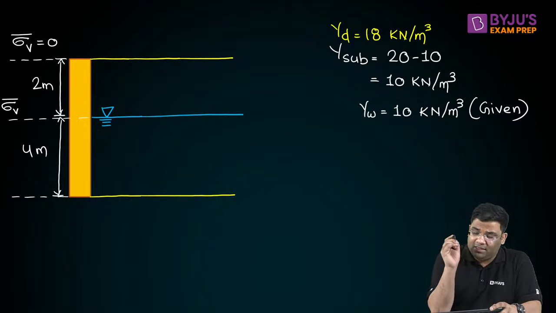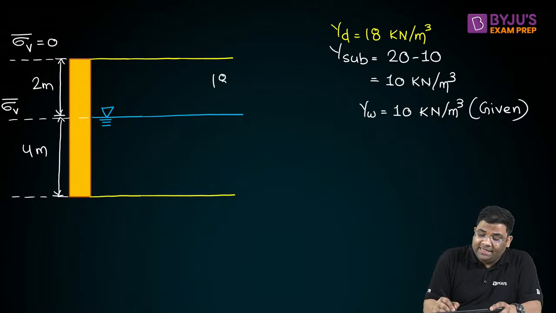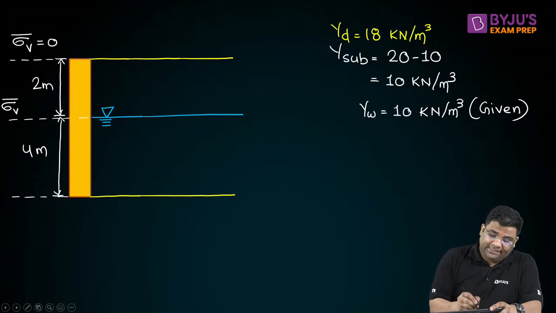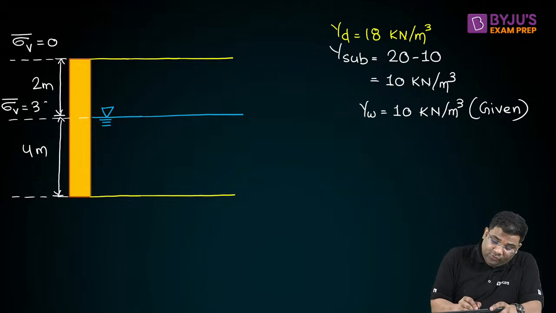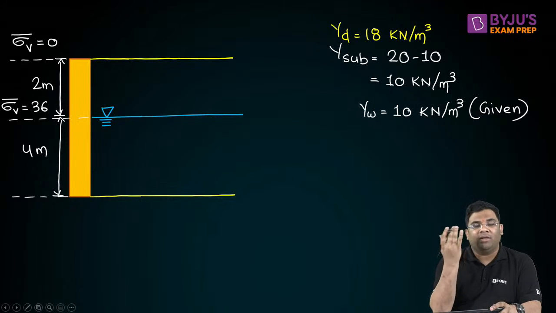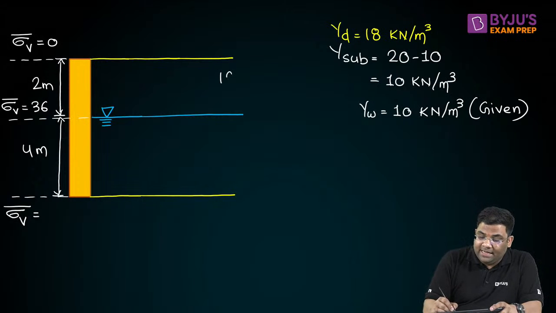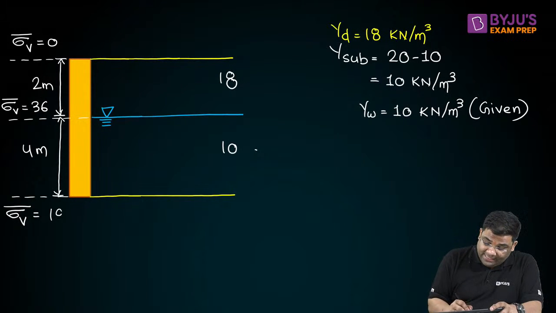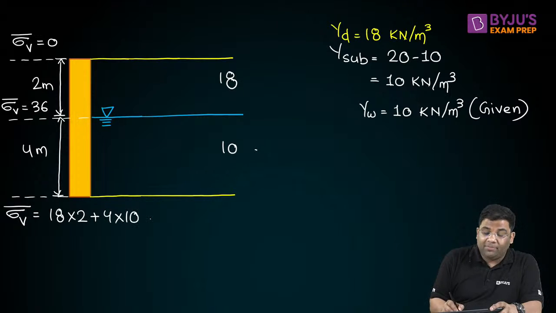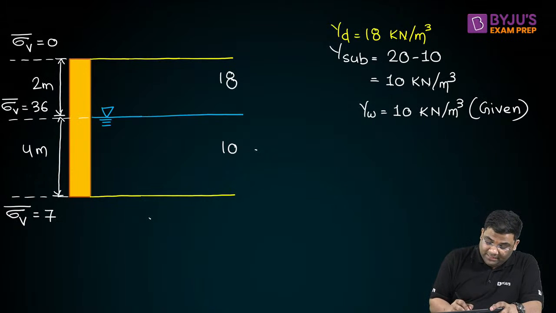It will be simply what? Here gamma D is 18. So 18 into 2, that is how much? 36. Unit is kilonewton per meter square. And what will be the vertical stress at the base? You see, here it is 18 and then it is submerged, that is 10. So I can say 18 into 2 plus 4 into 10, giving me how much? 76.